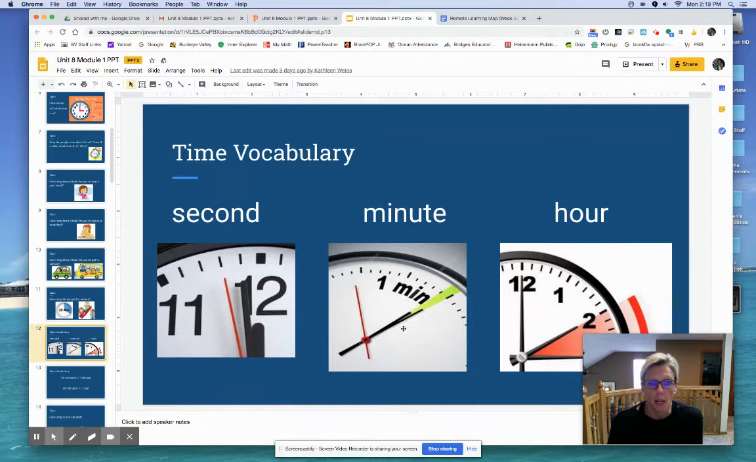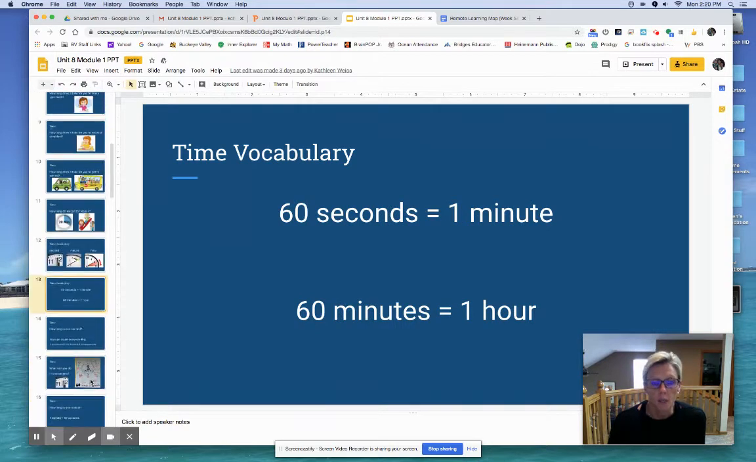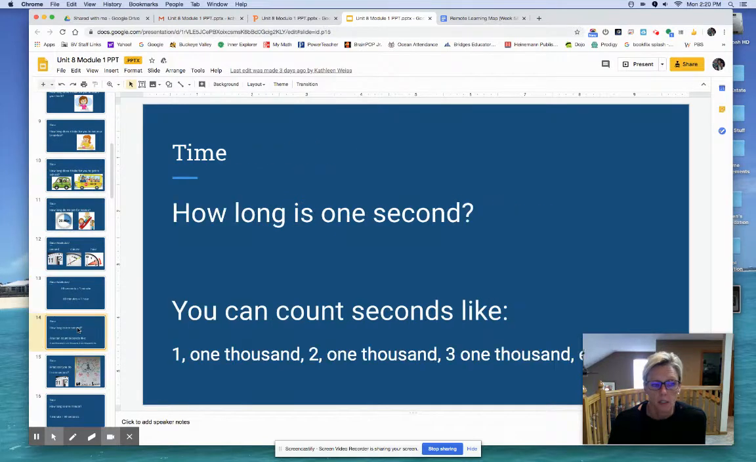Here are some important words you need to keep in mind when you're talking about time. We have second, and we have the second hand. Lots of times it's red. Minute, and hour. 60 seconds equals 1 minute, and 60 minutes equals 1 hour. Lots of you already knew that.